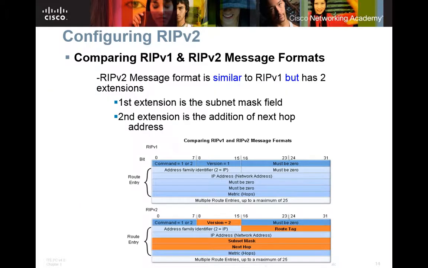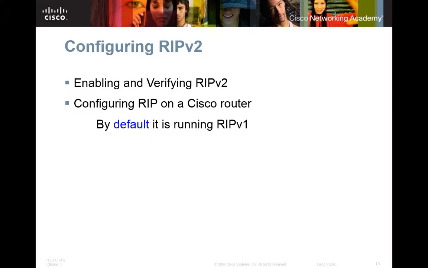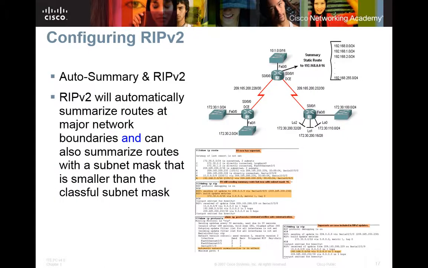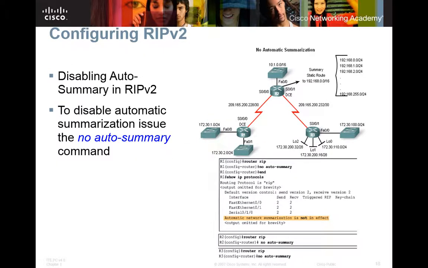RIP version 2, I'm not going to get into the difference between the message formats. Enabling and verifying RIP version 2. The default is RIP1. So if you just do router rip, it's only going to go router rip version 1. If you want to do it, you have to go router rip, the next line, version 2. So you have to specify your version of RIP. When you do it, then it will ignore version 1. Auto summary will send out the auto summary updates with the subnet masks. You can turn it off by saying no auto-summary.